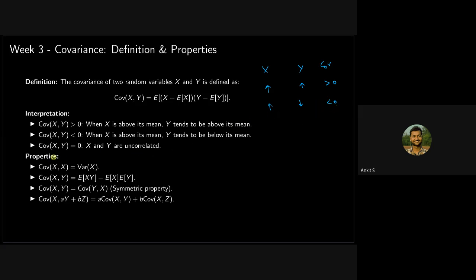And when covariance between the two random variables is 0, it means they are uncorrelated. Okay. So this is the formula for calculating the covariance. It is a simple formula. You can look at it, but understanding the significance of covariance is important.